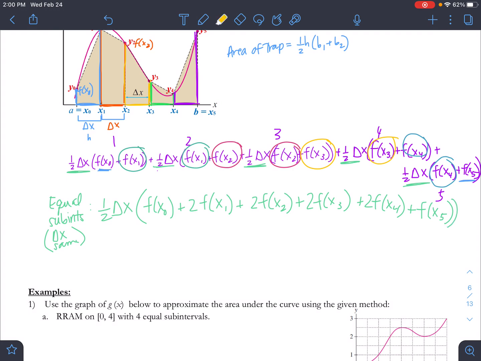So what I want you guys to see here is that you've got the original side, f of x sub 0, then 2 of the next one, 2 of the next one, 2 of the next one, 2 of the next one, and only 1 of the last one.